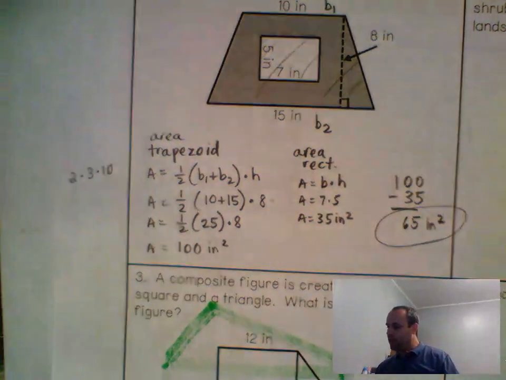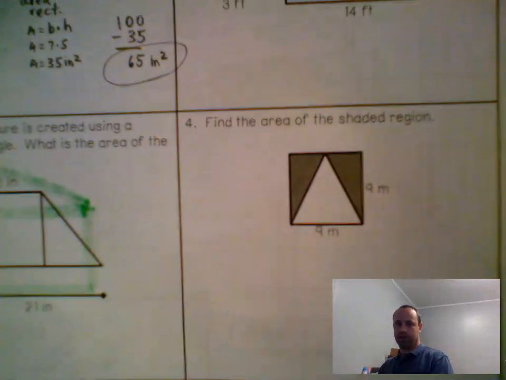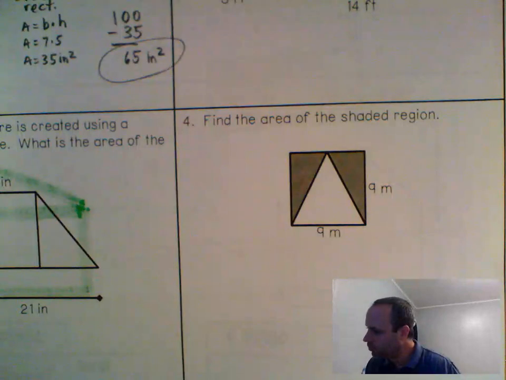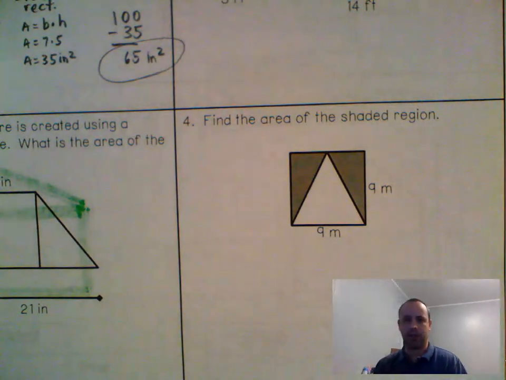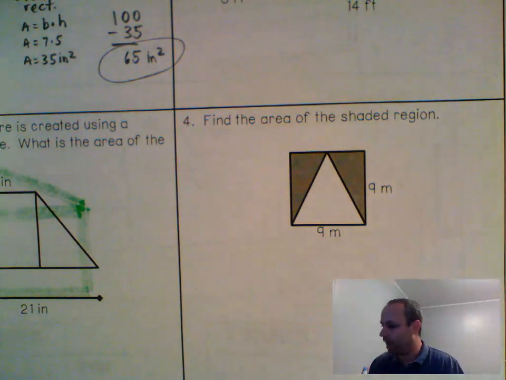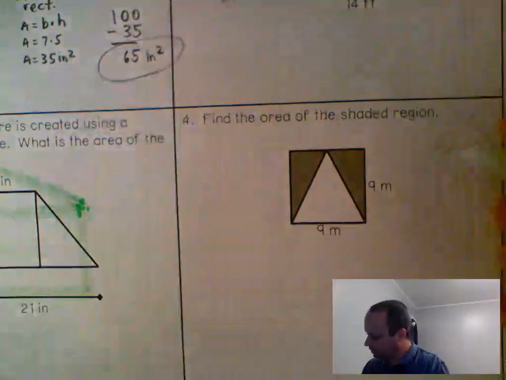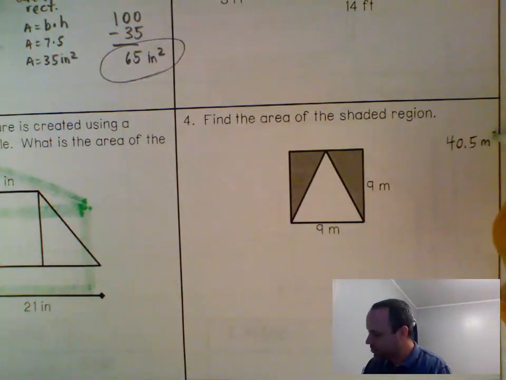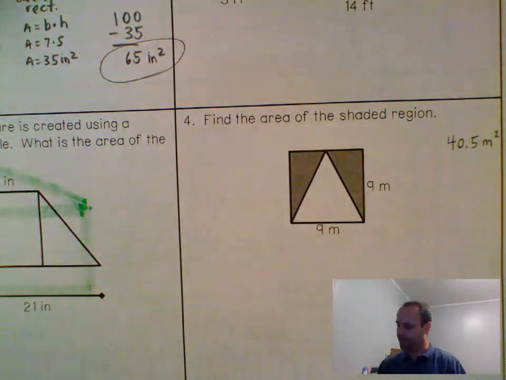So why don't you guys go ahead and try number 4? Go ahead, pause the video if you didn't. Give number 4 a shot. Let's see what you got. If you did that correct, you should have got 40.5 meters squared.